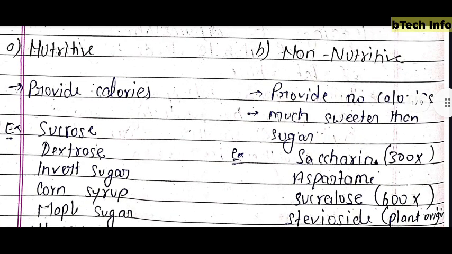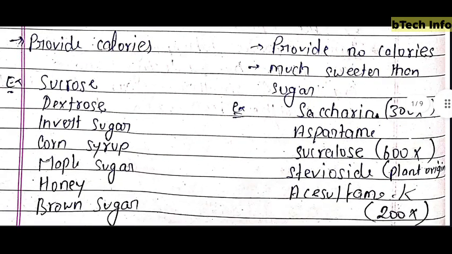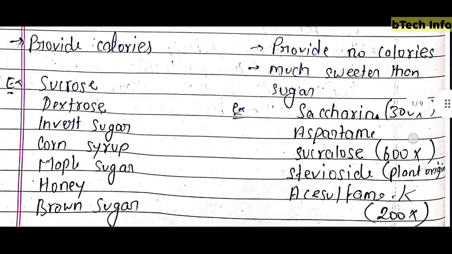Now we see the second type, which is non-nutritive. They provide no calories, or zero energy, and they are much sweeter than sugar. They are also known as intense sweeteners. They have a variety of examples, like saccharin, which is 300 to 500 times sweeter than sucrose.